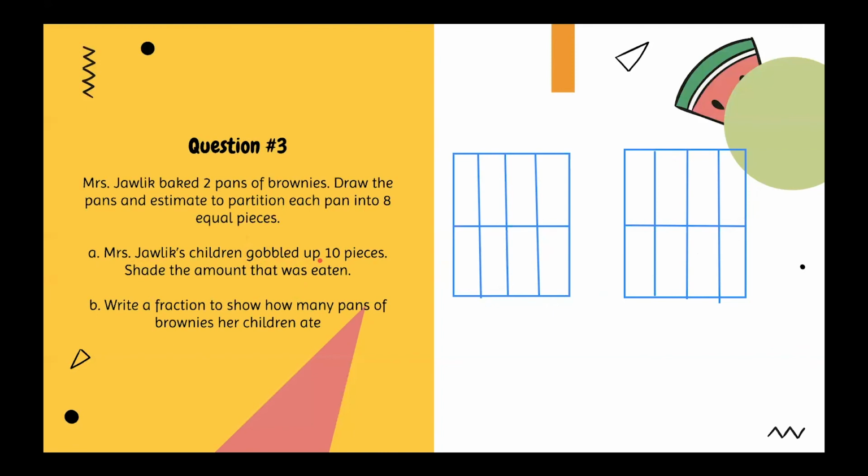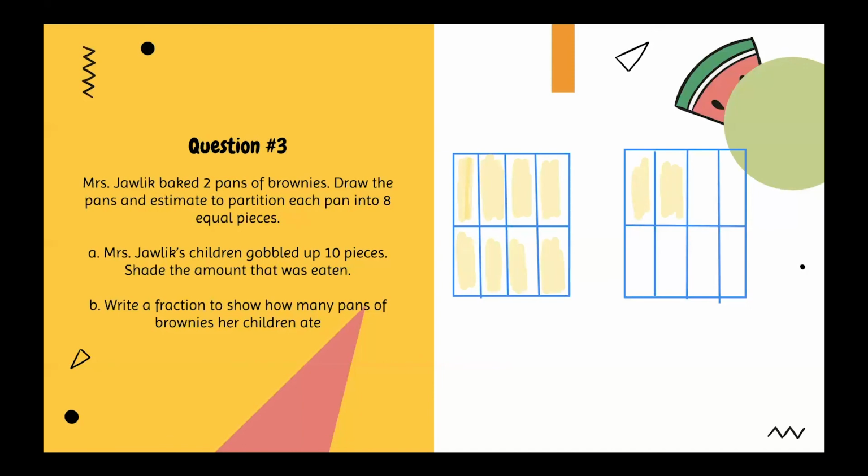So our first hint is that the children ate 10 pieces. So I'm going to go ahead and highlight 10. So here's 1 piece, 2, 3, 4, 5, 6, 7, 8. So they ate 1 whole. 9, 10.